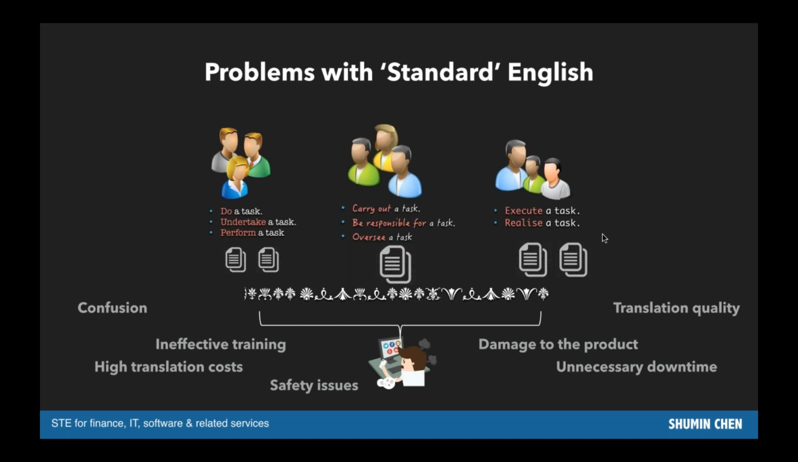Now, just to bring in a different factor, one of the very important drivers for the initiatives to try and do away with standard English, to simplify English, to remove complex aspects of standard language, has been translation.